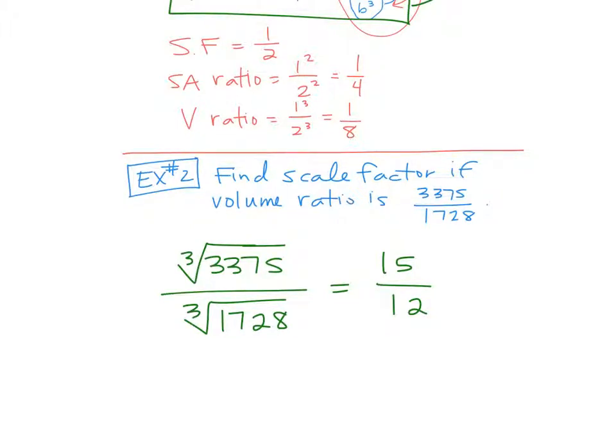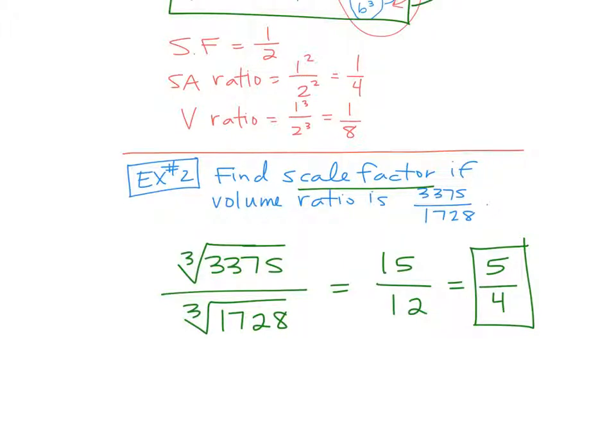Now, here's my question. It said find the scale factor. What is your scale factor? It's 15 to 12, but that's not the best answer. Oh, it's 5 to 4. Okay, so make sure you reduce. If we divide both of these by 3, you get 5 to 4. So your scale factor is 5 to 4. Okay, look for places to reduce. You need to reduce for these. So that's a scale factor, 5 to 4.